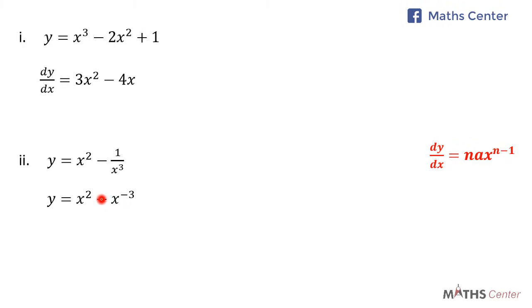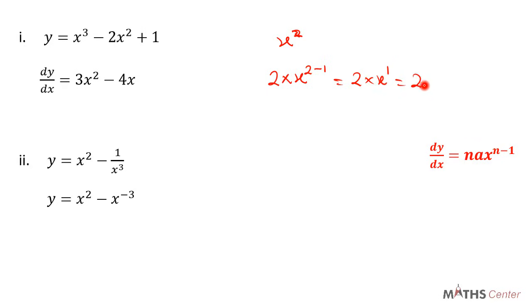This is a difference, it's subtracting, so you differentiate each term. Let's do the first one. We are going to differentiate x squared. The 2 will drop, so you have 2 times x exponent, and you reduce the exponent, which is 2, by 1, so 2 minus 1, and that will be 2 times x exponent 1, which is 2x. So when you differentiate x squared, you have 2x.